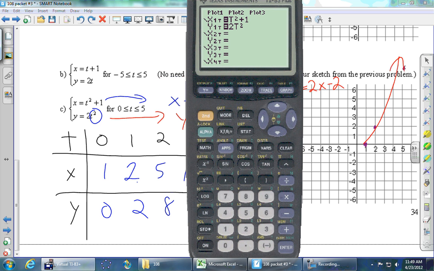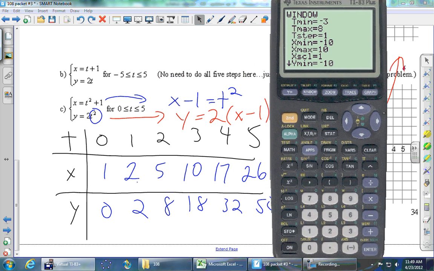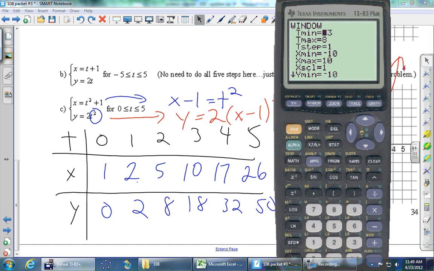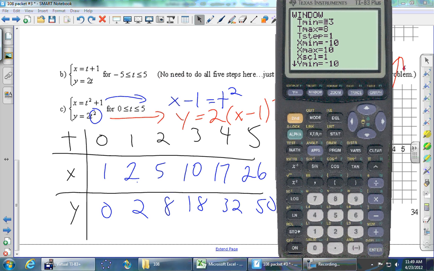And I want to think about my window because I want to see the whole thing. I don't want it to shoot off the top of the screen. So let's think about the window. First of all, what t min is set up? It's supposed to be 0 by definition. T max? 5. What's the smallest x value you see? The smallest x value is 1. I'll go like -2 just to make sure I can see it. What's the biggest x value? 26. I'll go to 30. I just want to see it.